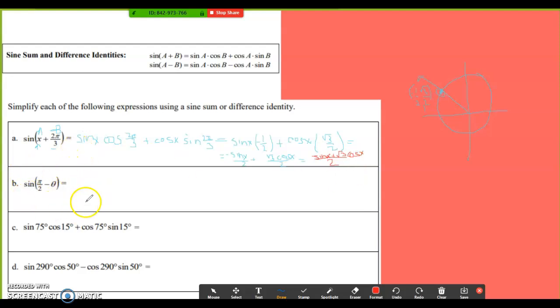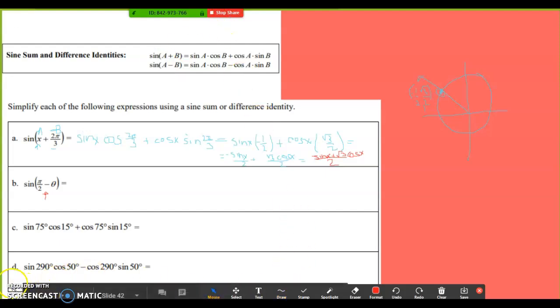All right, what I encourage you to do is just pause the video, go to B, and I want you to use the sine, and this time we're using the difference formula, and go ahead and plug in and see if you can simplify the value, and then check your work with my work. So I'm going to give you a second. Go ahead and pause the video.